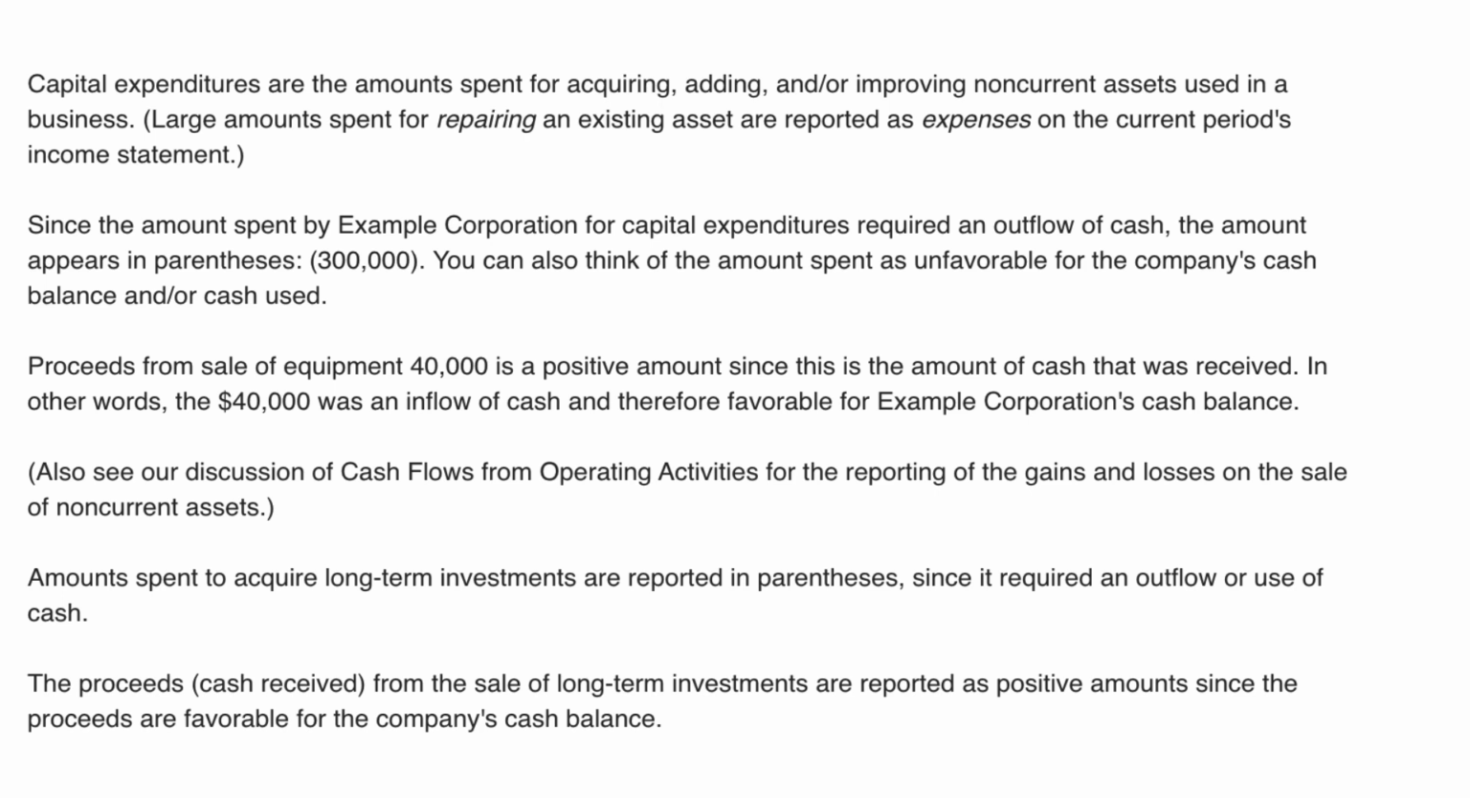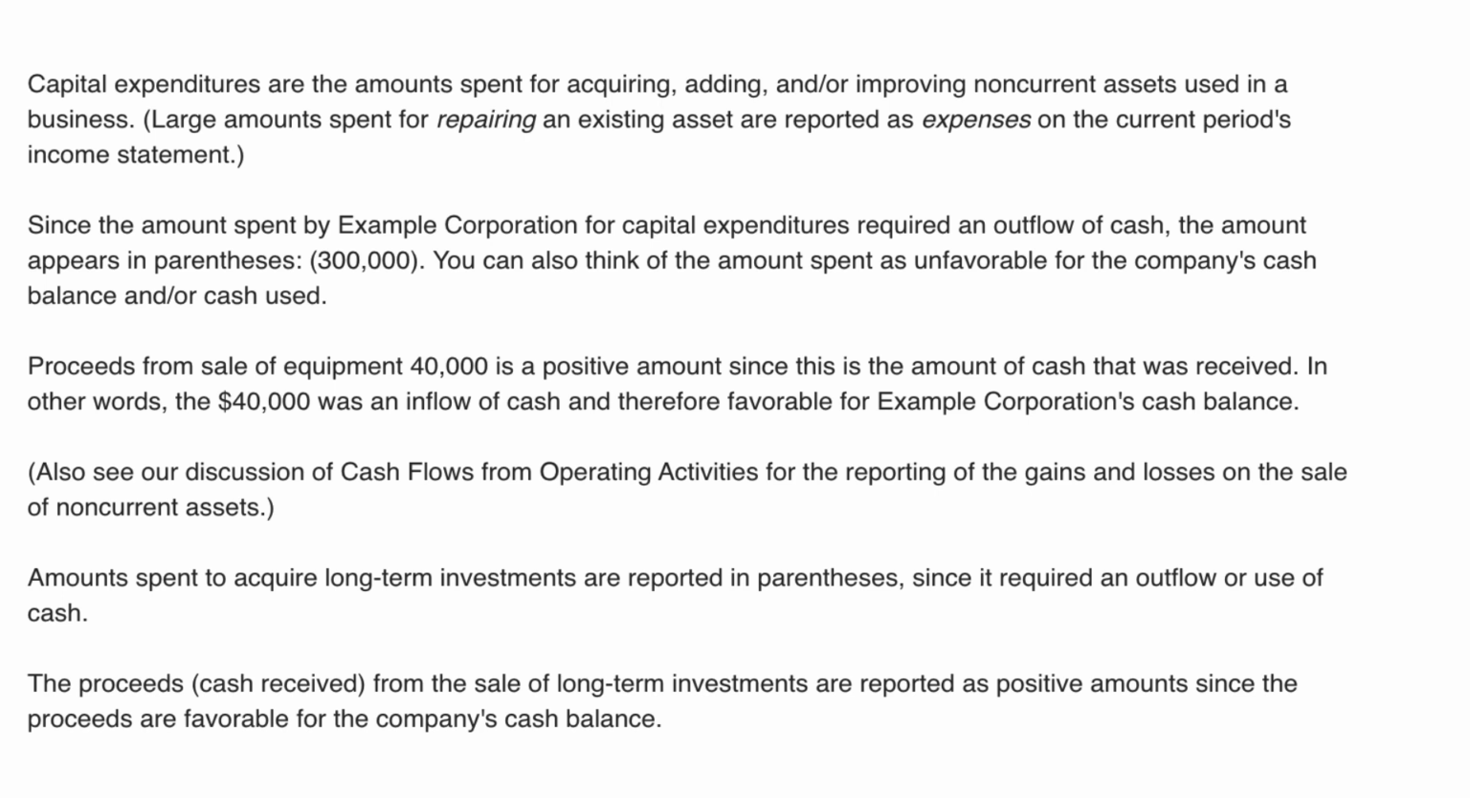Since the amount spent by example corporation for capital expenditures required an outflow of cash, the amount appears in parentheses, $300,000. You can also think of the amount spent as unfavorable for the company's cash balance and/or cash used. Proceeds from sale of equipment $40,000 is a positive amount since this is the amount of cash that was received. In other words, the $40,000 was an inflow of cash and therefore favorable for example corporation's cash balance.